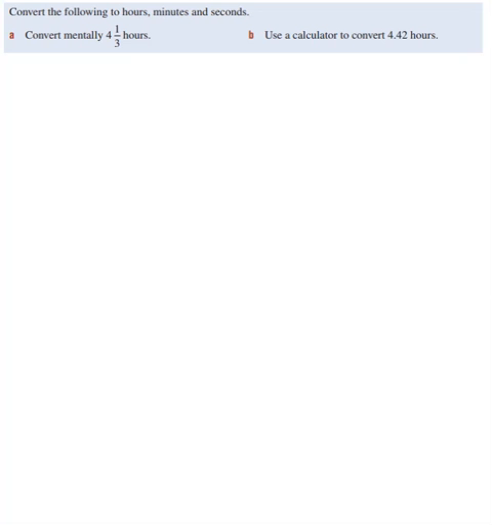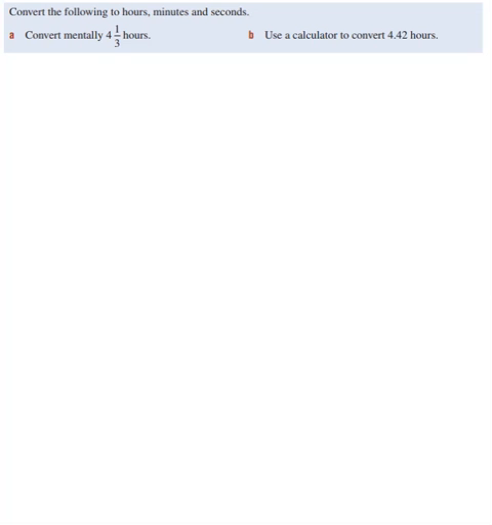Alright, this is the third example from lesson 1, and I left this one out of the other two because I think it's a bit special, because you're going to learn something new on the calculator today. So the question is, convert the following to hours, minutes and seconds.